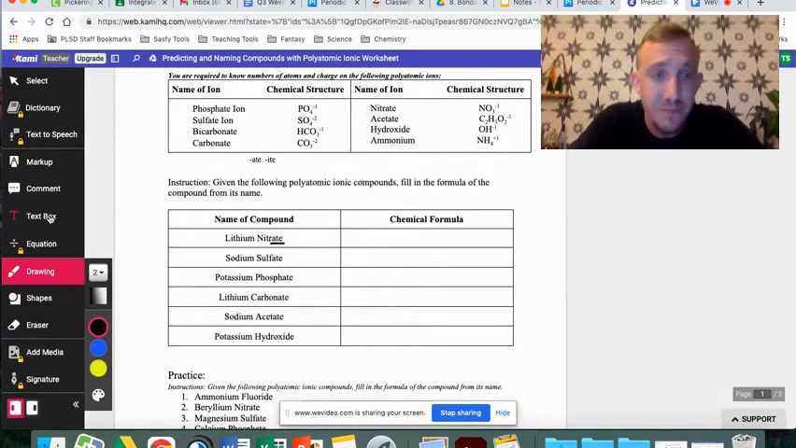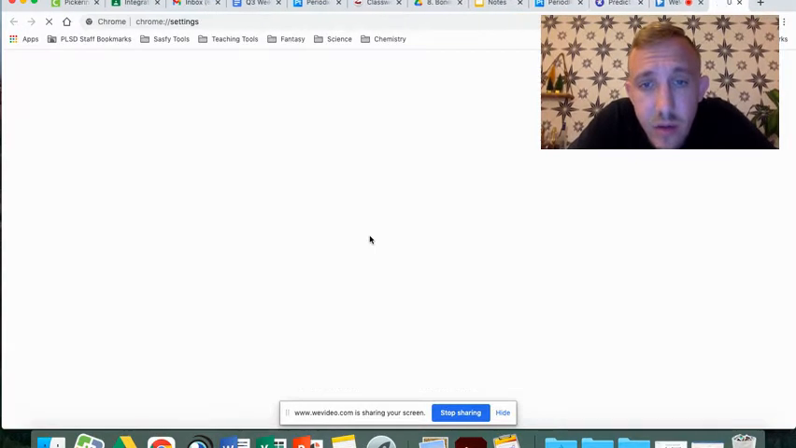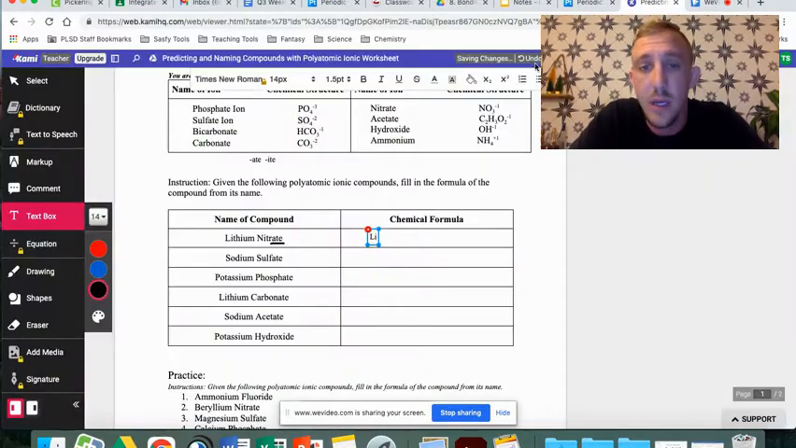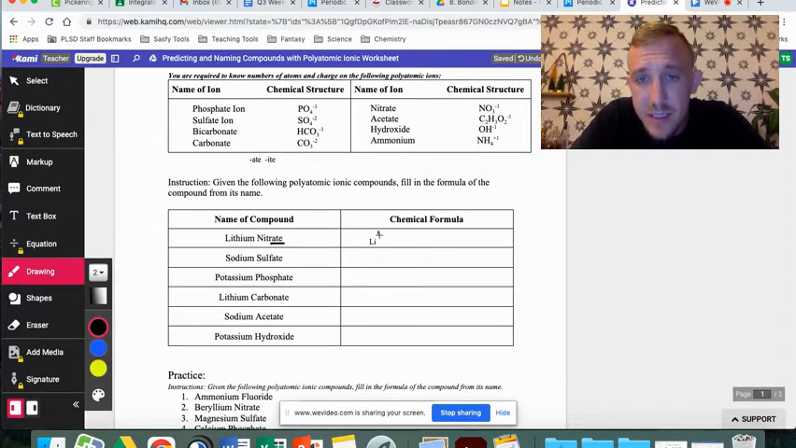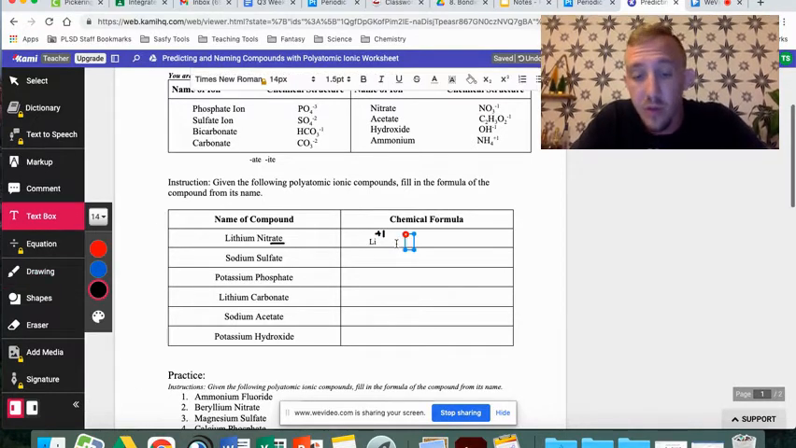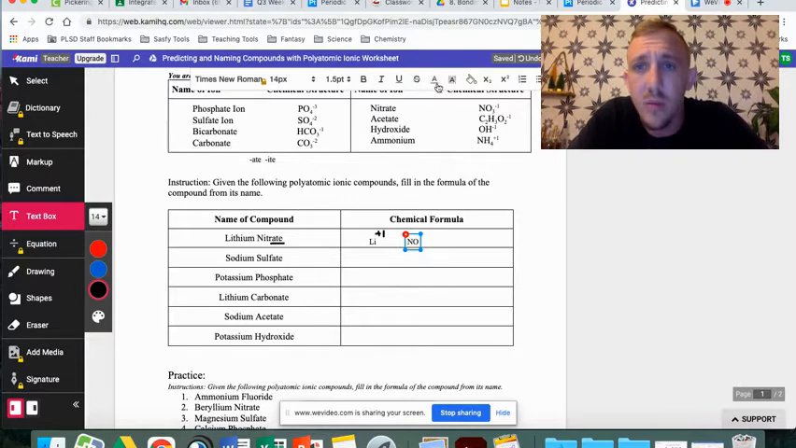So lithium is going to be Li plus 1. Let me see if I can. Okay, so lithium is going to be, and I'm just going to draw it, plus 1. And then you have nitrate. So I look up here, you can see nitrate, it's NO3 minus 1. Okay. NO3.